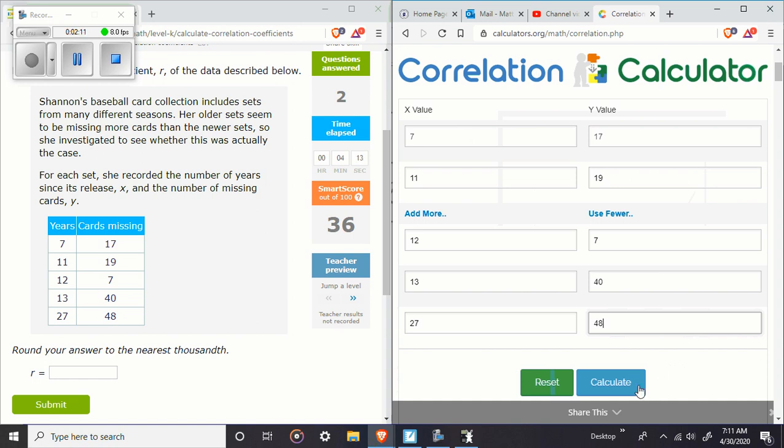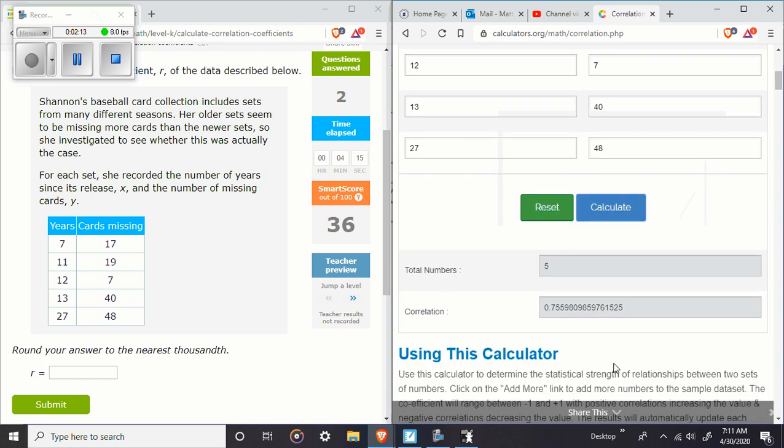Essentially what you can do is you can calculate, and it's going to give you this number. So this is our correlation coefficient. It's a long string of numbers right here. They want it to the nearest 1,000. So that's 0.756. Don't forget to round your numbers, okay?